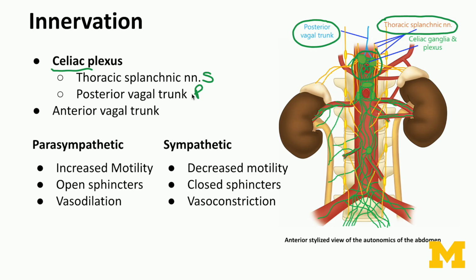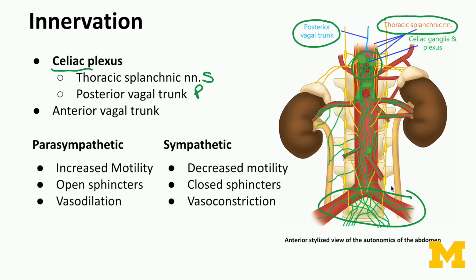In addition to this, we also have inputs from the anterior vagal trunk. Now, in terms of the abdominopelvic cavity innervation, most of the parasympathetic input is coming from the posterior trunk, some from the pelvis, which we will discuss at a later date. And we have just a little bit supplied by that anterior vagal trunk. That anterior vagal trunk hits the cardiac region of the stomach, as well as a little bit of the liver and the biliary pathway.